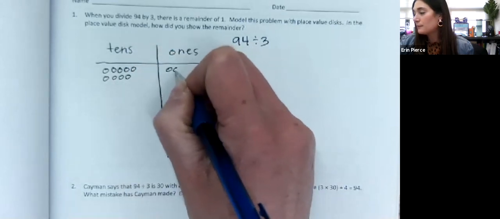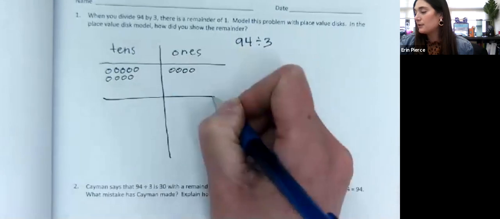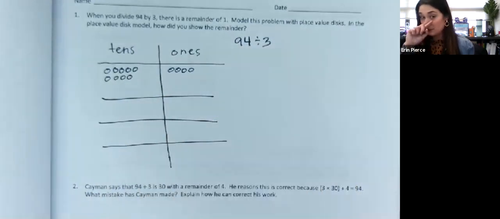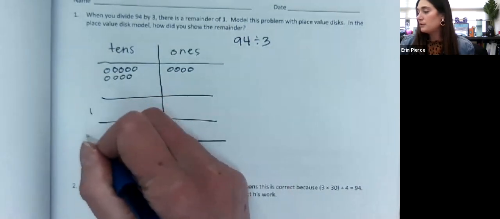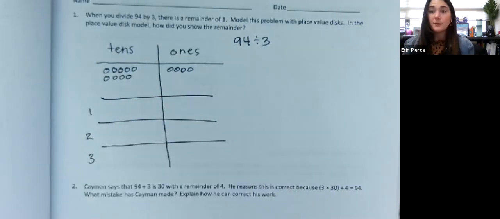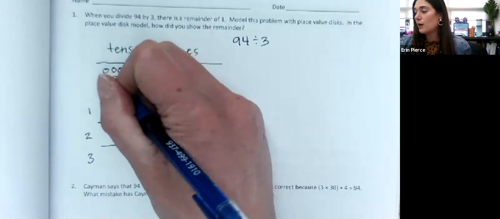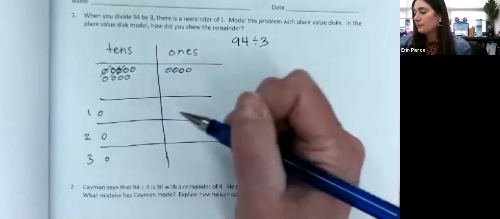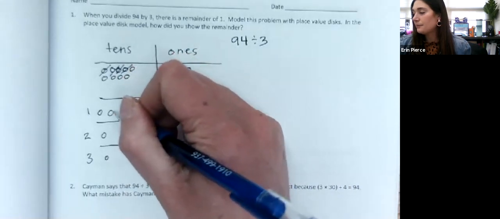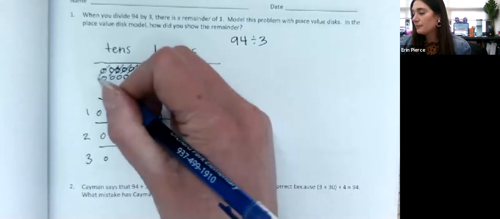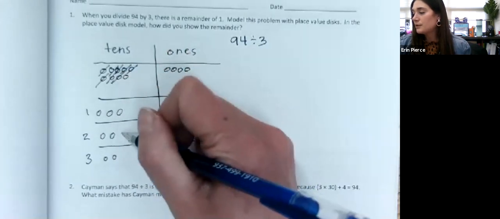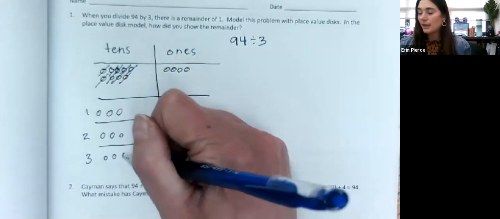94 divided into 3 equal groups. 1, 2, 3. So if we start dividing out, 1, 2, 3. 1, 2, 3. 1, 2, 3.